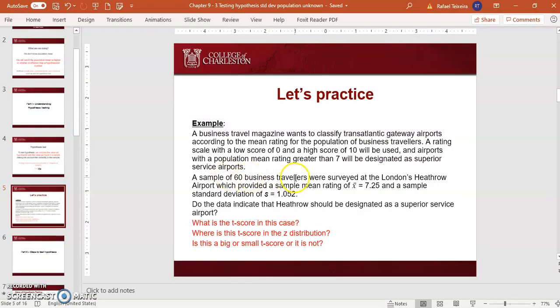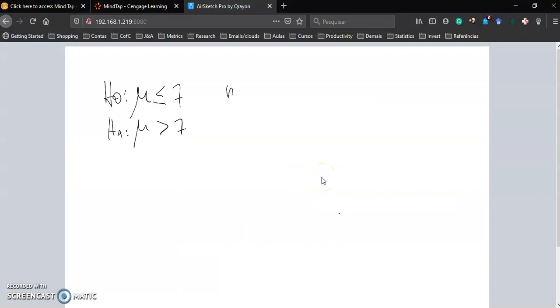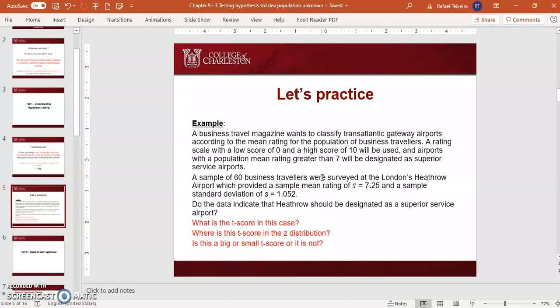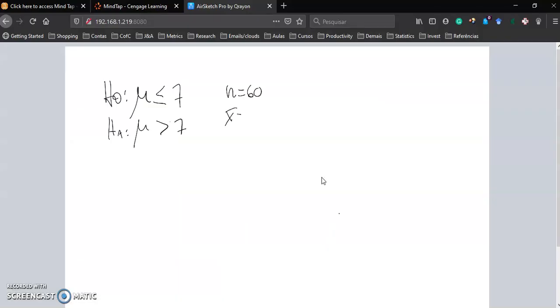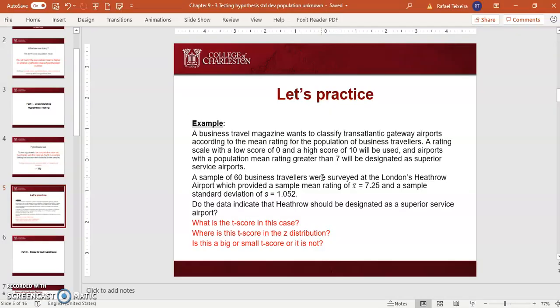A sample of 60 business travelers, so I have a sample size of 60, were surveyed at the London Heathrow Airport, which provided a sample mean rating. So I have a sample mean rating of 7.2 and a sample standard deviation.